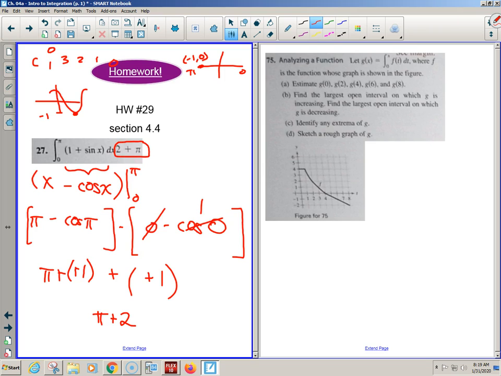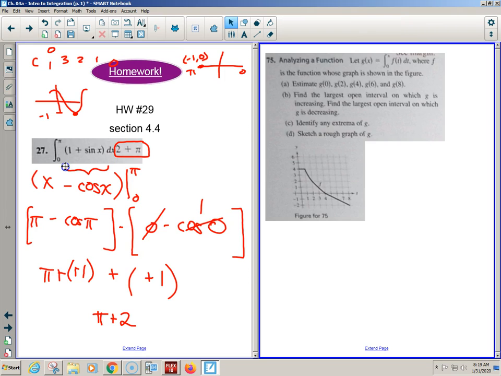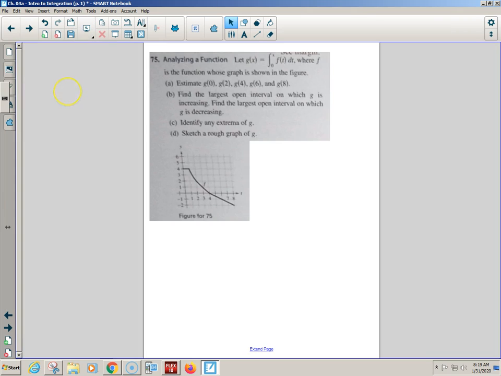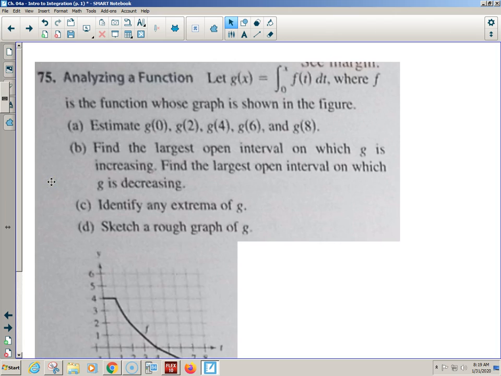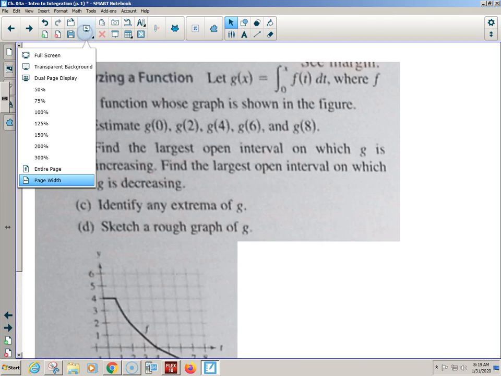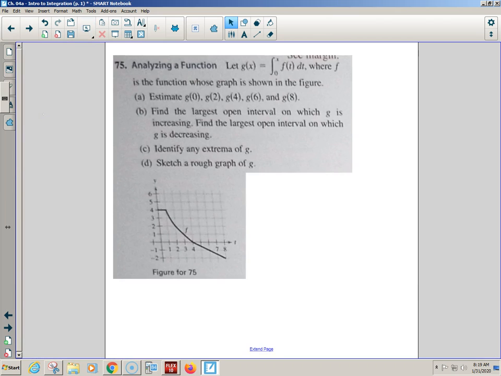For number 75, that one's a bit more exciting in the sense of there's an A and a B and a C and a D. Ooh, I just heard fun with a math problem. What? Okay, let's zoom in. I heard it. Did you hear the fun word? I heard the fun word.